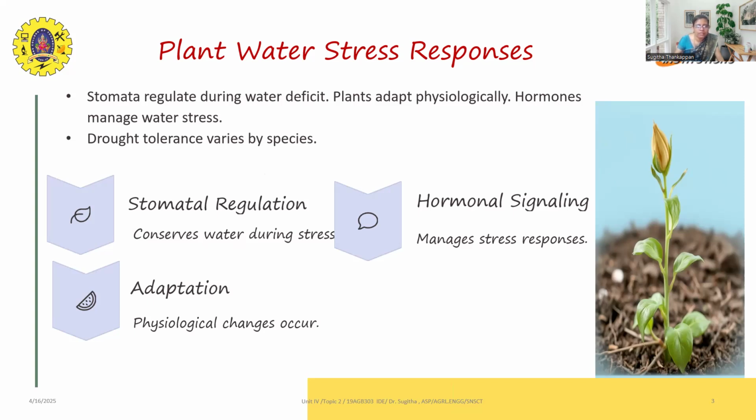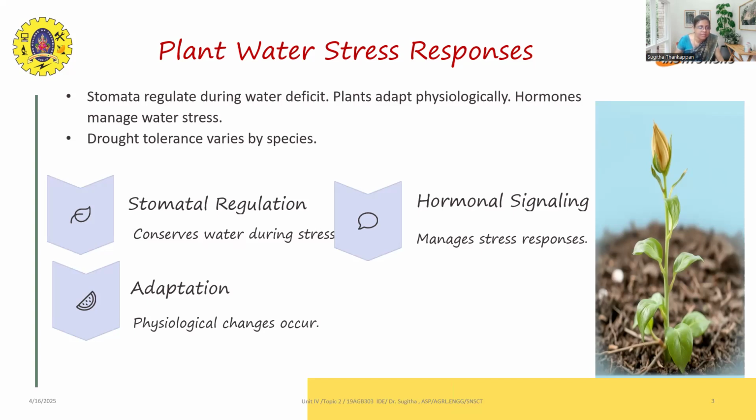The second mechanism is adaptation. If we take the plant system, it has the inherent ability to adapt if water deficit prevails in the soil. It can modify the root system architecture by increasing the number of root hairs and root volume, or the root can elongate much deeper to take up water and enhance water uptake. So adaptation plays a major role.